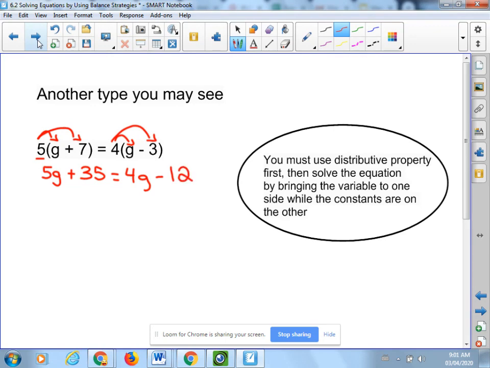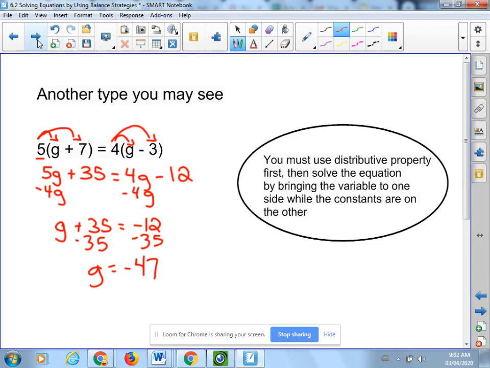So then our steps are the same. Step number 1, put your variables on the same side. So I'm going to move my 4g over because it is smaller. So minus 4g minus 4g. So 1g plus 35 is going to equal negative 12. So the opposite of plus 35 is going to be minus 35. What I do to one side, I have to do to the other. So because they're both negatives, I'm actually adding them up together to get negative 47.